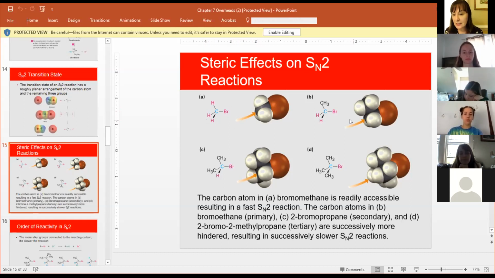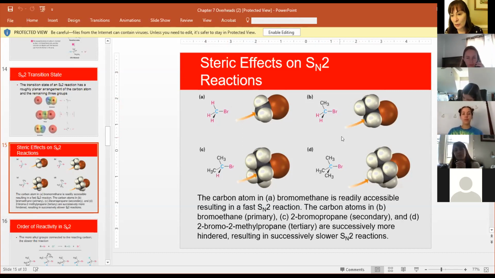On B, something has changed. What is different between A and B? You guys want to tell me what the difference is? Anybody? Your methyl group, you have an additional methyl group. There's an additional methyl group here, right? So one of these hydrogens has been replaced with this methyl group. Now this methyl group is kind of big and bulky. Can you see it up there? It's taking up a lot of room, isn't it?